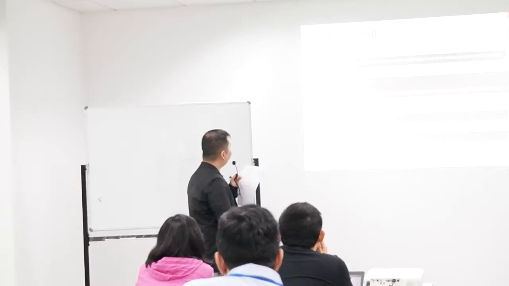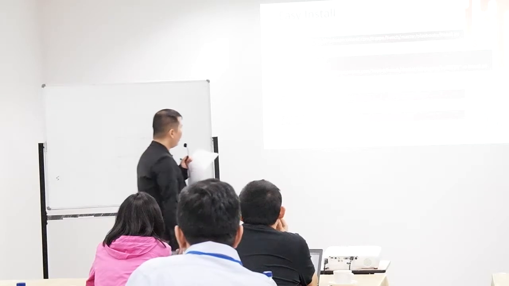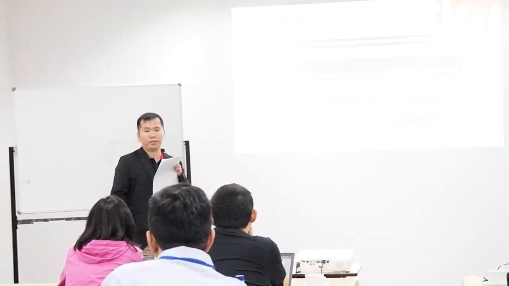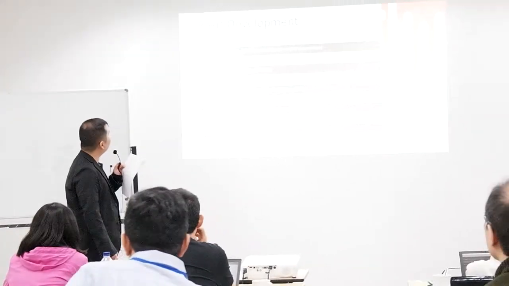Okay, so we have the install script here. We have two scripts. One is for the developer. So what's the difference with the production server? When you install the developer version, it will not start automatically; it will not make the server start by itself. If you go for the production side, it will start automatically out of the box when you install it. And if you don't have any VirtualBox image, you can ask the staff for the VirtualBox image.